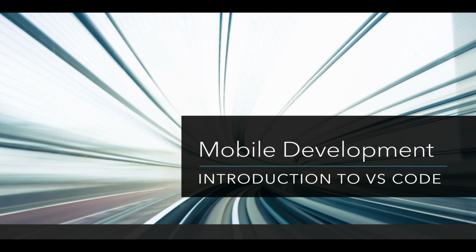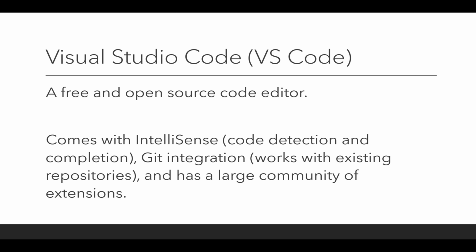Introduction to VS Code. Visual Studio Code, VS Code for short, is a free and open source code editor. It comes with Intellisense for code detection and completion, Git integration, so it works with existing repositories on GitHub or GitLab or even private server hosting, and has a large community of extensions.